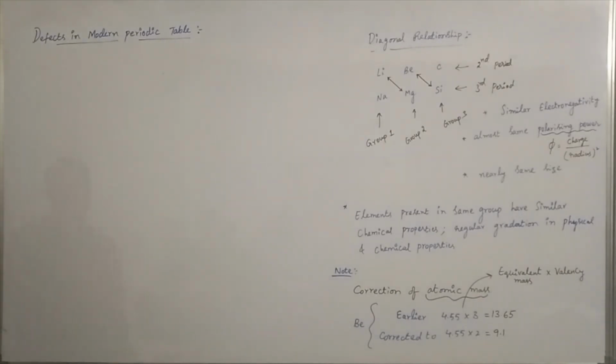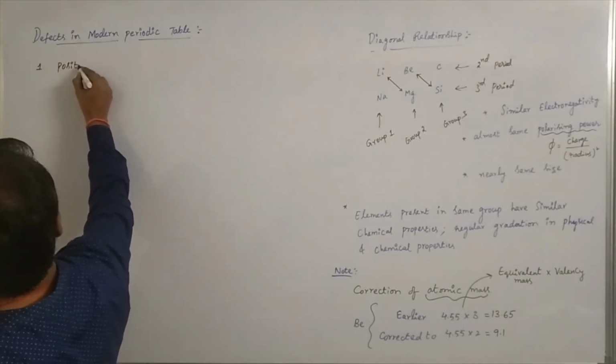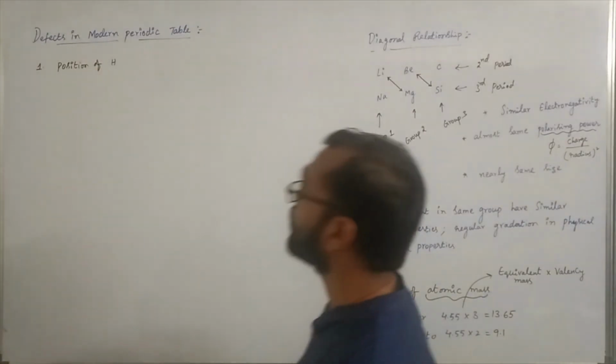Defects in the modern periodic table. First one, position of hydrogen. Position of hydrogen.